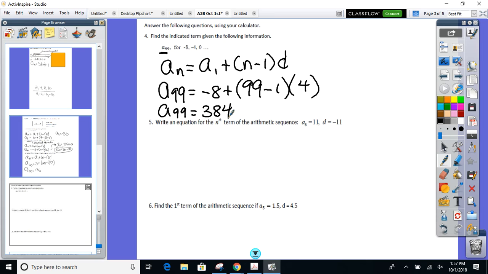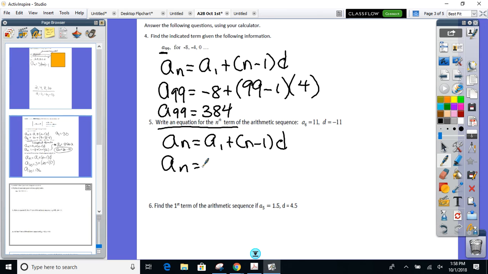Write an equation for the nth term. All right, so we know n's going to stay n. But I threw you a curveball here. So you're going along, n stays n, and right away, what's the problem? What did I not provide for you? Oh, I'm so sorry. I didn't provide the first term.